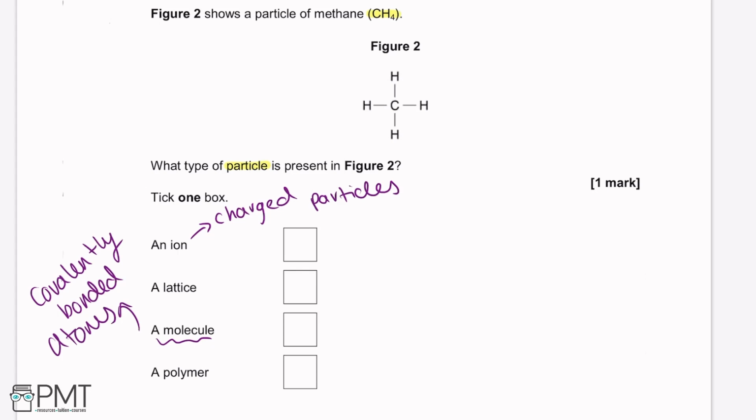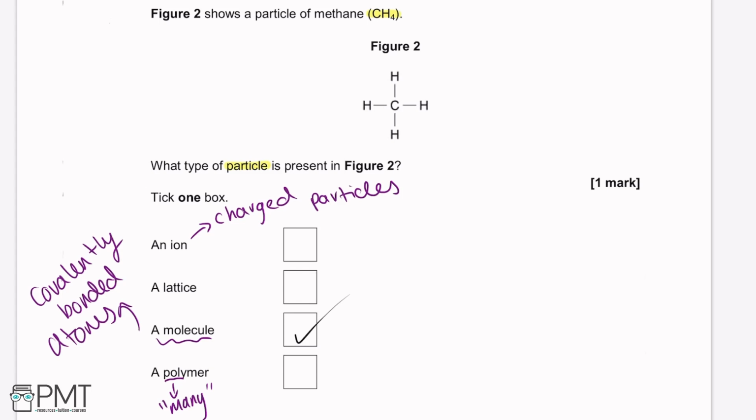So the final option was a polymer. Now, the prefix poly means many. Okay, so a polygon is a shape which has many sides. So essentially a polymer is a molecule which has lots of repeated units. Okay, and you see a lot of examples in organic chemistry and in plastics, for example. We've got lots of repeated units which are joined together. Okay, that's a polymer. So the correct answer to this question was actually a molecule.